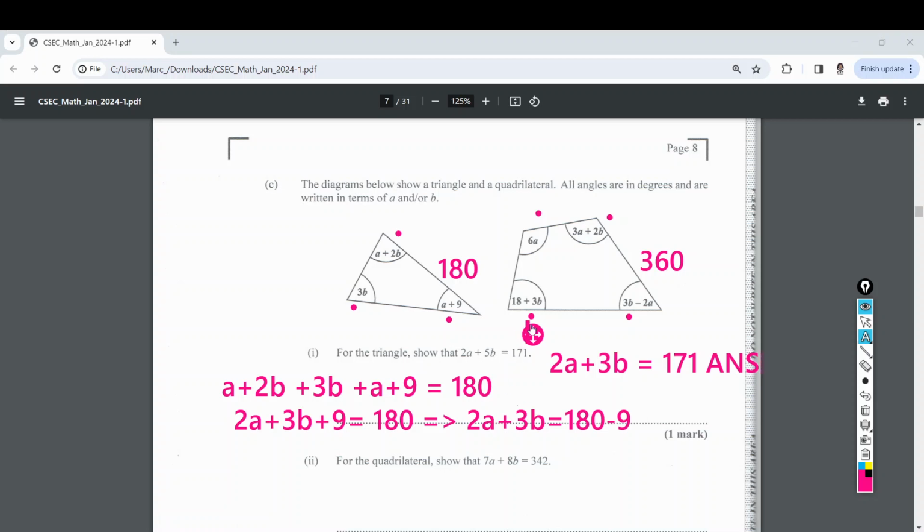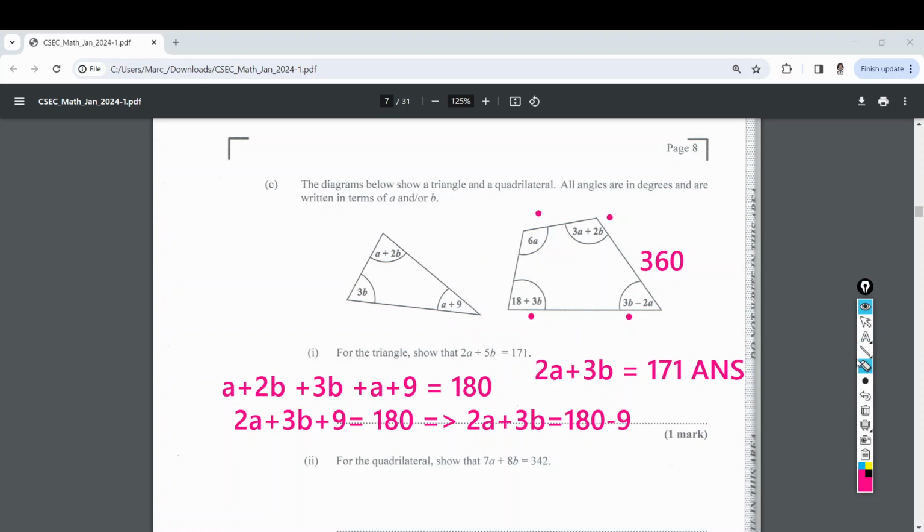So this is not too bad. Maybe this should have been below here, but I don't really have a lot of space. So I'm going to put it right here for the answer, guys. But it's pretty simple. You just add everything together, set it equal to 180, carry the 9 over to the other side, and you're going to get 2A plus 3B is equal to 171. All right? So not too bad at all. So this was pretty simple for the triangle.